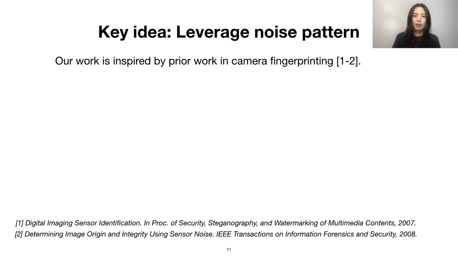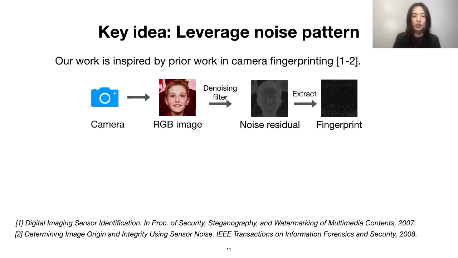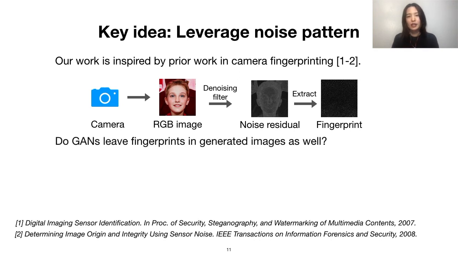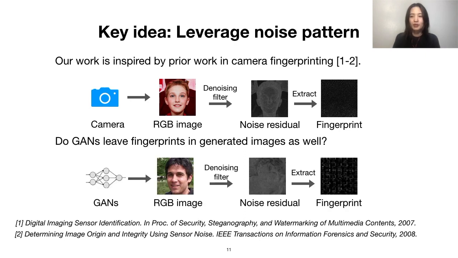NoiseScope is inspired by prior work in camera fingerprinting, or image forensics, which shows that camera devices leave unique noise patterns or fingerprints in images due to device imperfections. Given a camera image, you can suppress the high-level image content to obtain a noise residue, and this noise residue contains a unique and stable fingerprint pattern that can be used to identify the camera or the source of the image. This raises the natural question: do GANs leave fingerprints as well? The answer is yes. We observe a stable noise pattern in fake images as well.